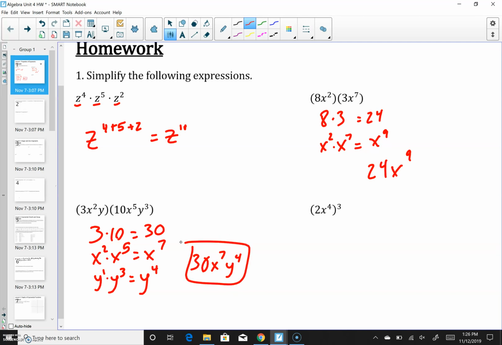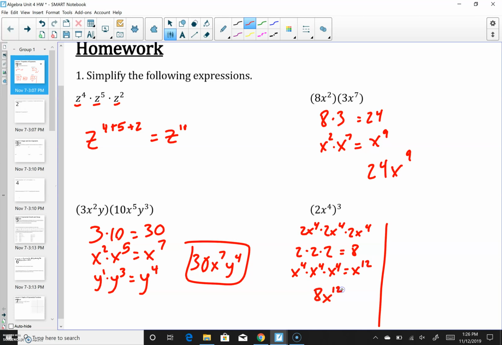For the last one, there's a couple of different ways we can look at this. If we want to look at it in a longer way, we can look at it as we have 2x to the 4th 3 times, which really means we have 2 times 2 times 2, and x to the 4th times x to the 4th times x to the 4th. 2 times 2 times 2 is 8. x to the 4th times x to the 4th times x to the 4th means we add our 3 4s together to get 12. Then we would get 8x to the 12th.